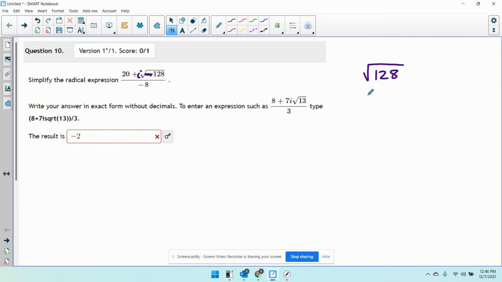To do that, you're going to look for perfect squares that go into that number. Perfect squares are numbers like 4, 9, 16, 25, 36, 49. This is 2 squared, 3 squared, 4 squared, 5 squared, 6 squared. So which one of these goes in here? Well, 4 goes into this, so I can write this as 4 times 32.